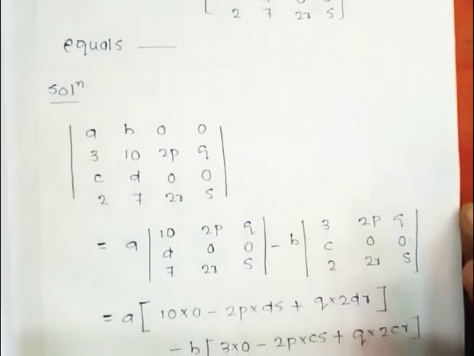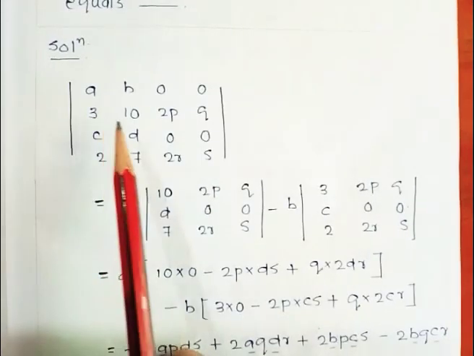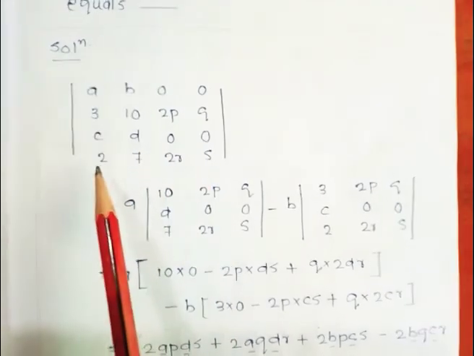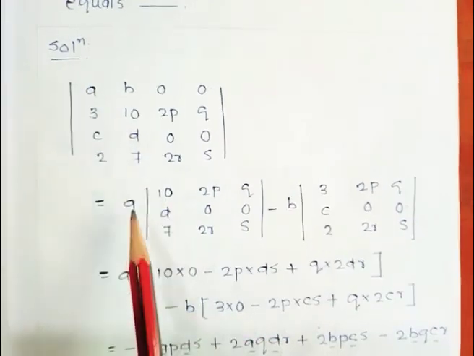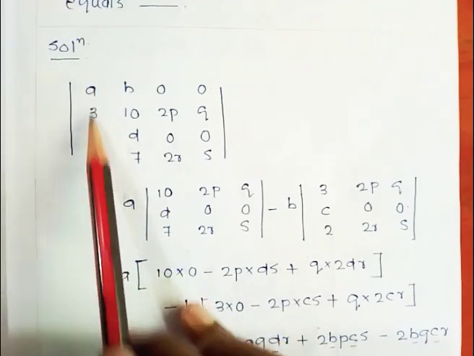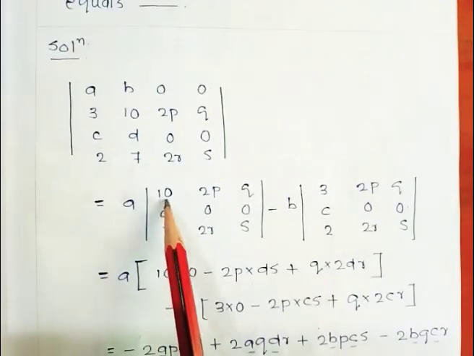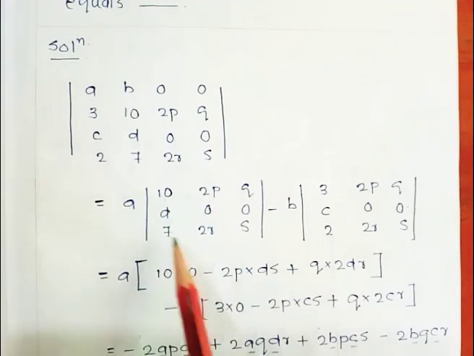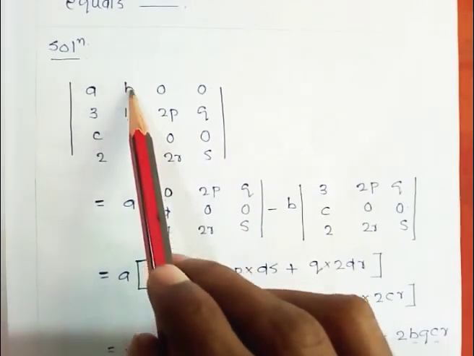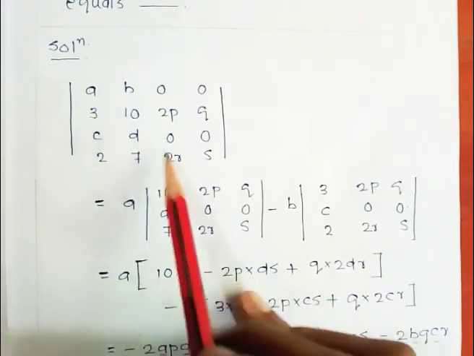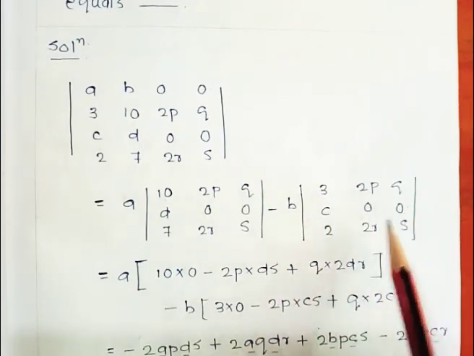So first of all, we find the determinant. The determinant of this matrix is equal to A, B, 0, 0; 3, 10, 2P, Q; C, D, 0, 0; 2, 7, 2R, S. For the first element, A, we eliminate its row and column, and take the determinant of the remaining portion. So A into the determinant of [10, 2P, Q; D, 0, 0; 7, 2R, S], and minus B into the determinant of the remaining portion, eliminating B's column and row: [3, 2P, Q; C, 0, 0; 2, 2R, S].